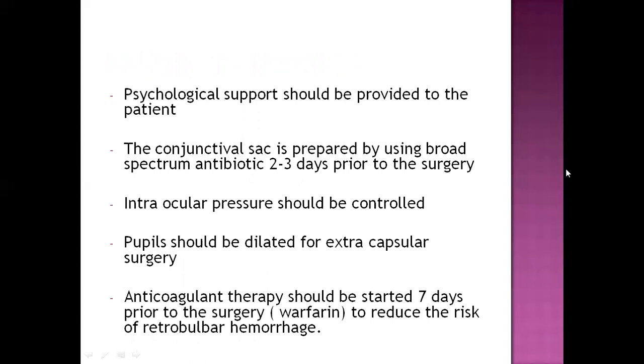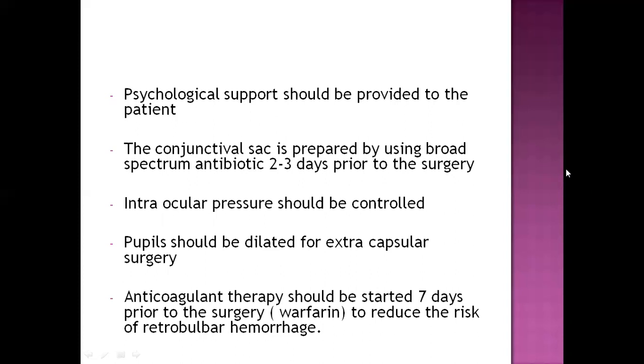The surgery insertion is done through the conjunctiva and then sclera cornea. So the conjunctival sac is prepared by using broad spectrum antibiotic 2 to 3 days prior to the surgery. Usually, this broad spectrum antibiotic is given intravenously. After this, intraocular pressure should be controlled at a normal level. If that is increased, then surgery might be paused because of raised intraocular pressure, so it should be controlled before the surgery.